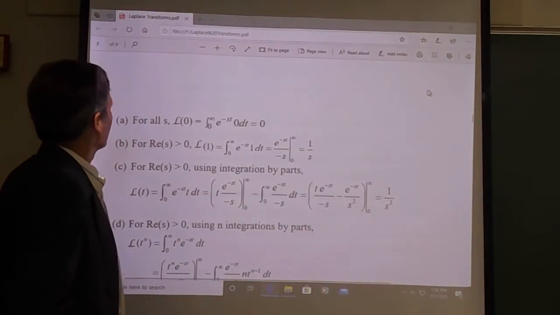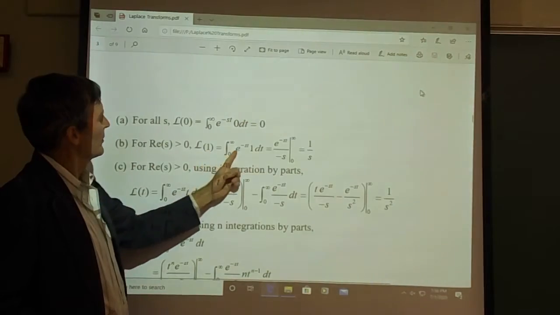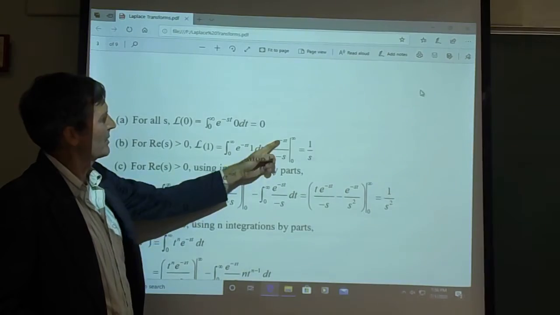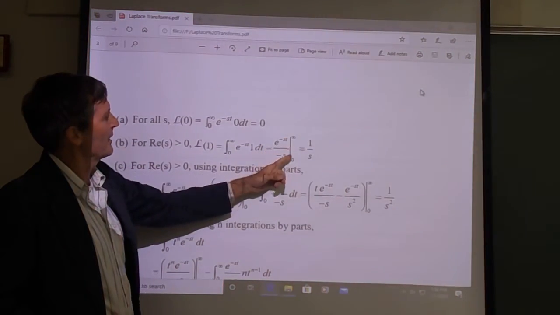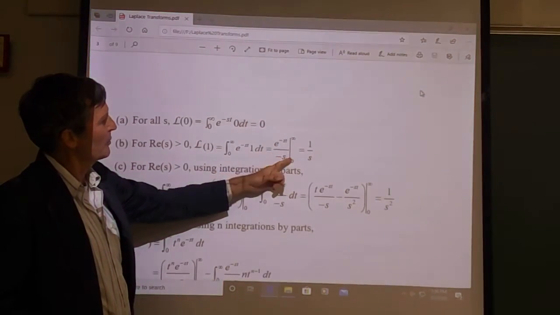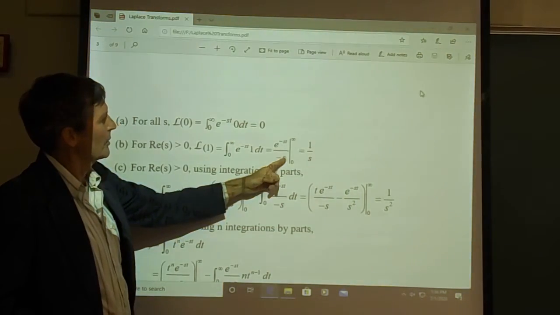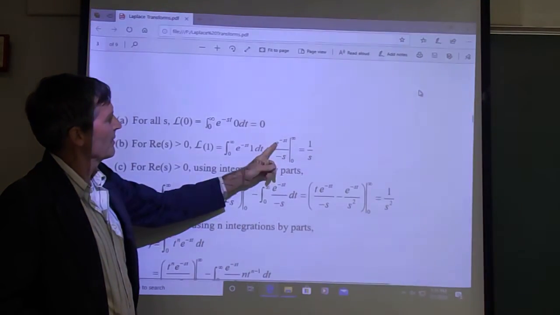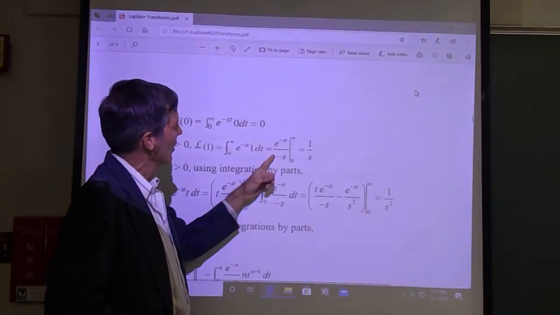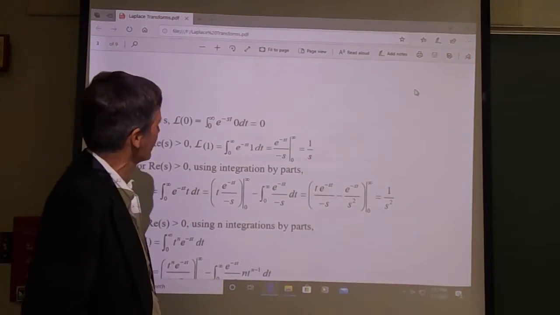In fact, I've got the derivation down here. Laplace transform of 0 is 0. Laplace transform of 1, you do this integral. Integral e to the minus st of 1 dt. And you get e to the minus st over minus s. Plug in infinity and you get nothing because e to the minus infinity is 0. And then subtract the bottom end point. You're plugging in t equals 0. When you plug in 0, you get e to the 0 is 1, over minus s gives you 1 over minus s, and you're subtracting that, so that gives you 1 over s.